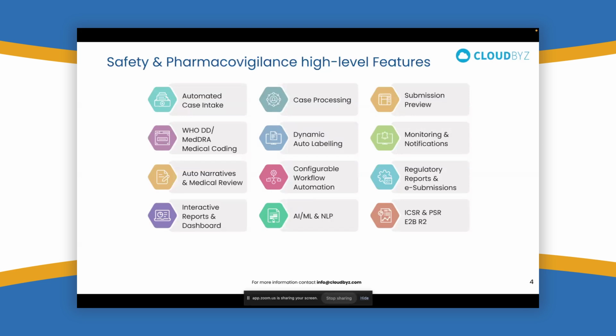The system gives the submission reports prior to submitting. They can be previewed, and if there are any changes, they can be reviewed again. The cases can be routed back to the different workflows. The system has monitoring and notification provisions, which give the user a prompt notification whenever high priority cases are booked inside the system. Regulatory reports and e-submissions come in a variety of types, and the system has provisions to generate these reports and submit them to the regulators.